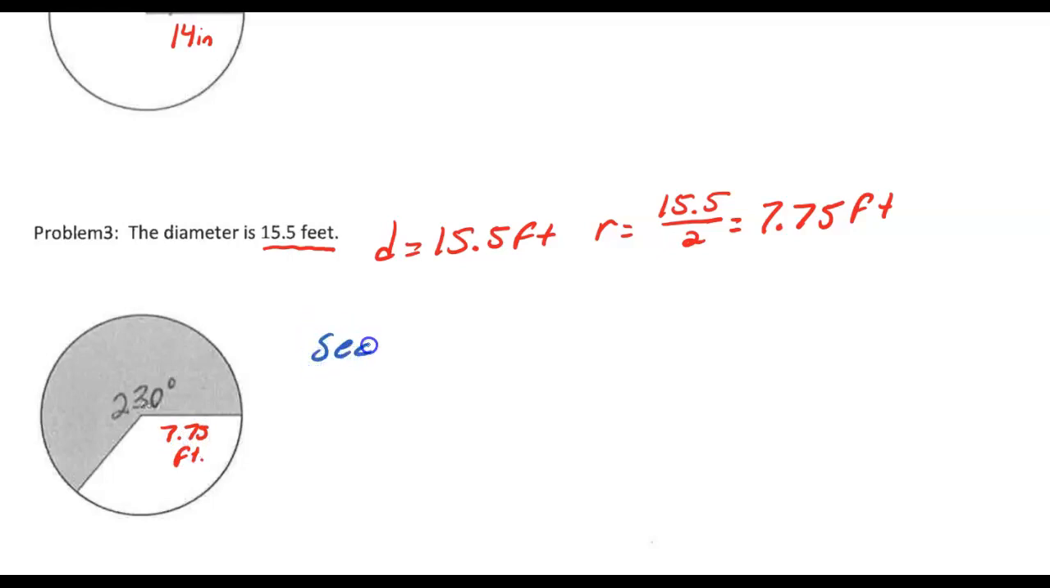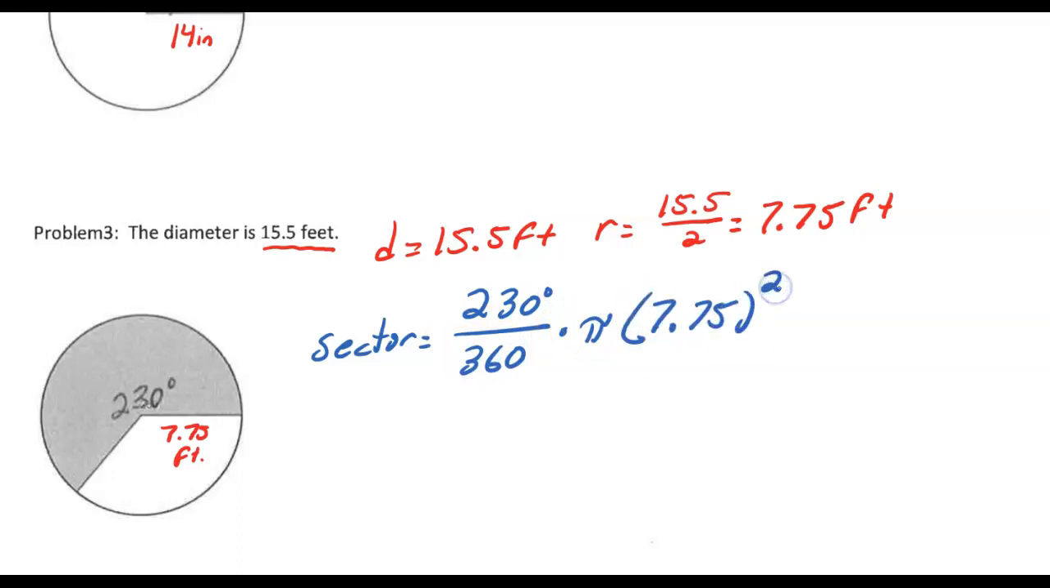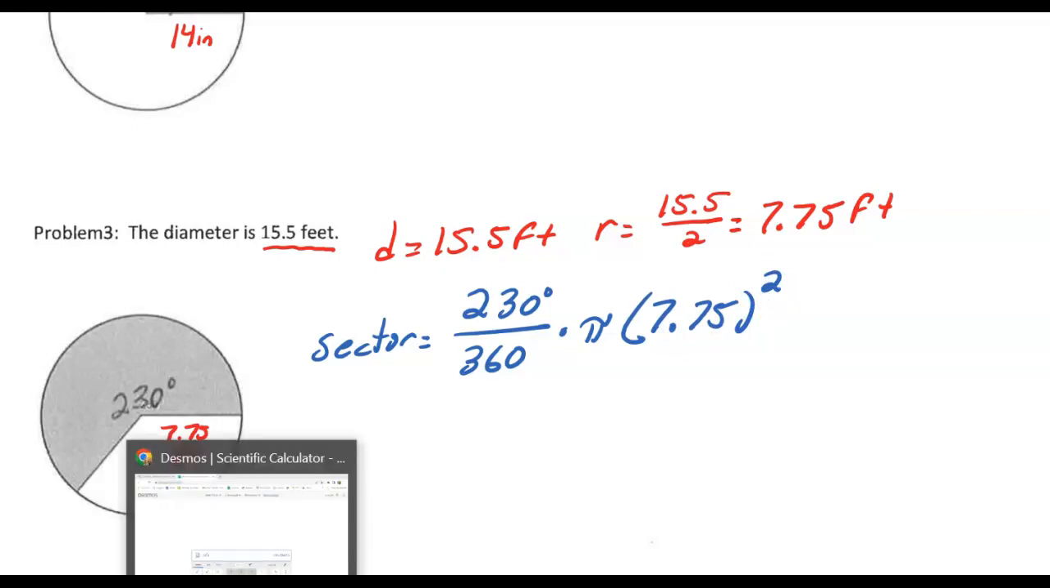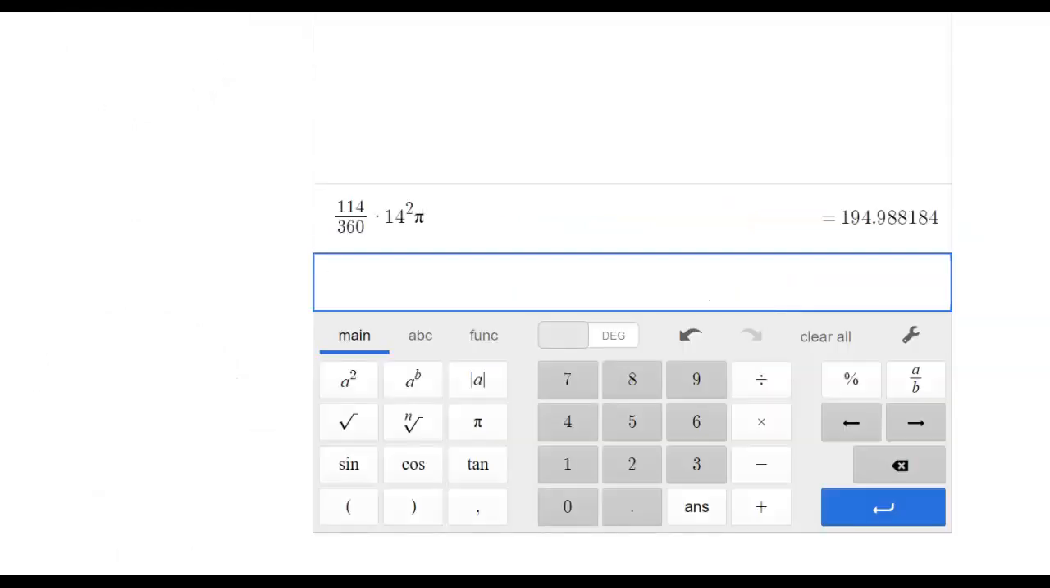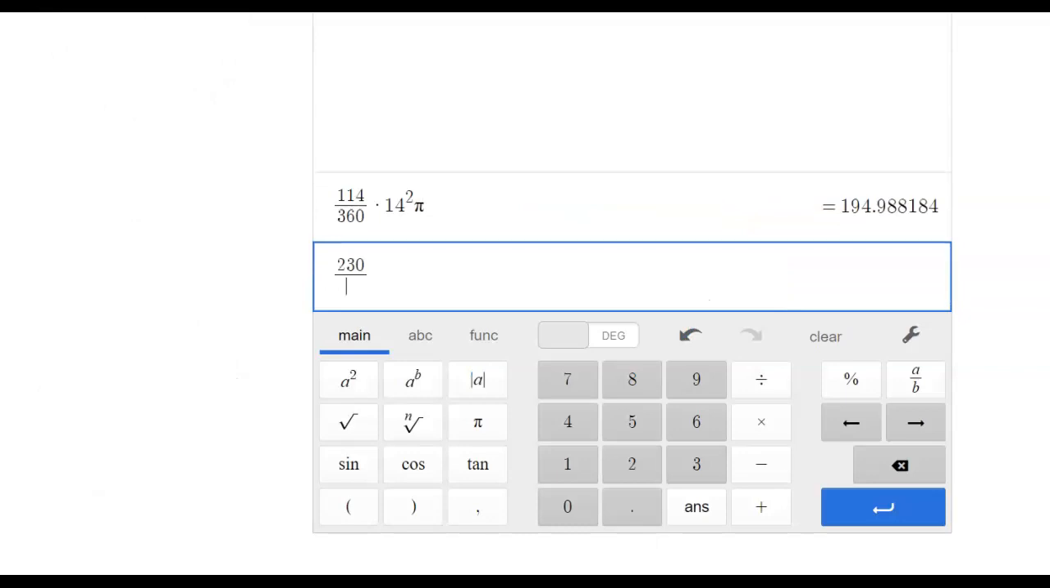The area of the sector, again, is the angle over 360 times pi times the radius squared. So on my calculator, I'll say 230 divide by 360 times 7.75 squared. Notice again I get a decimal. I'm going to press the fraction button.